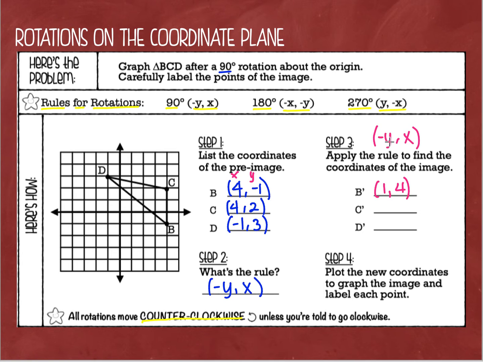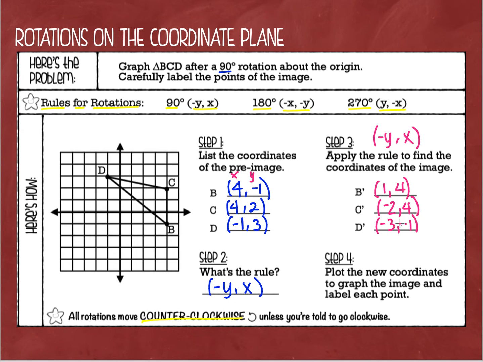Okay, the next one, I want the opposite of y. Well, my y value was a +2, so the opposite is going to make that a -2. And then x is going to stay the same. Here was my x, so that's a 4. For point D, I want to start out with the opposite of y. The opposite of +3 is -3. X is going to stay the same, -1.